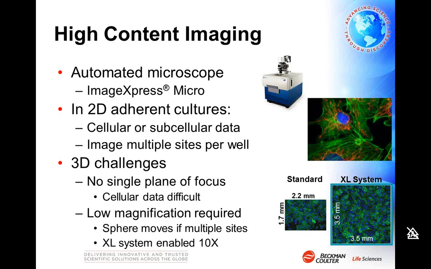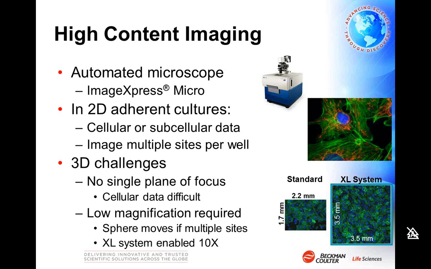The way you can make this more quantitative is to take multiple images per well until you've imaged enough cells that you can get quantitative data. However, in a 3D culture, the challenge is that there's not a single plane of focus. Obviously, this is a 3D structure, and in addition, it's hanging in a droplet. So to get this level of detail and cellular data is very challenging.